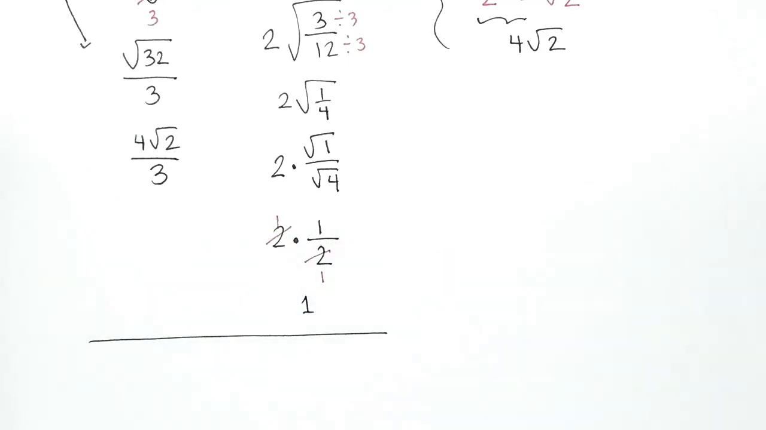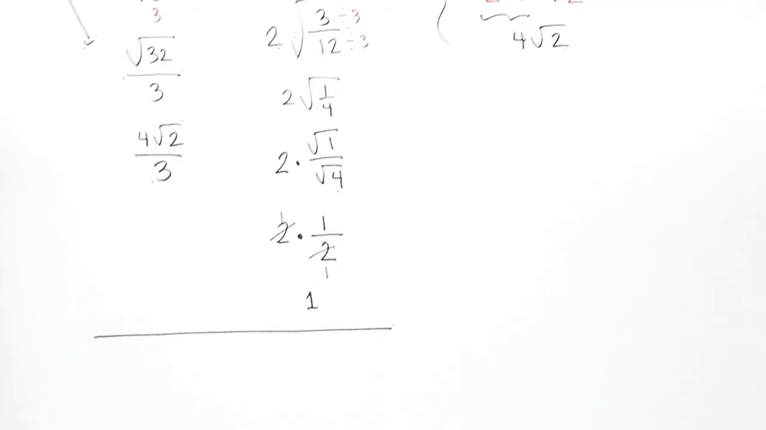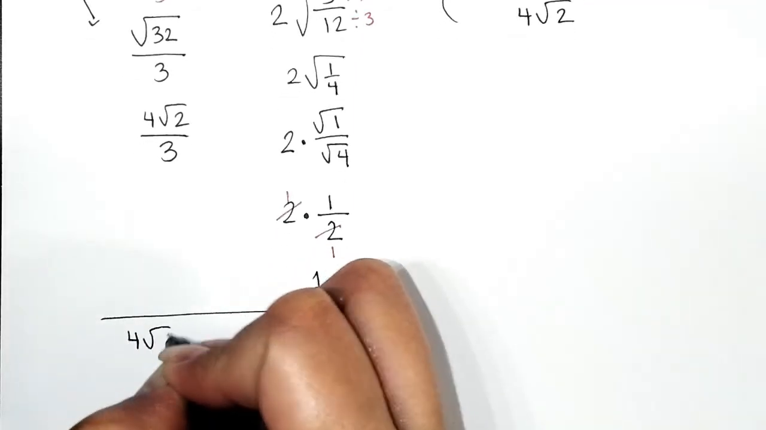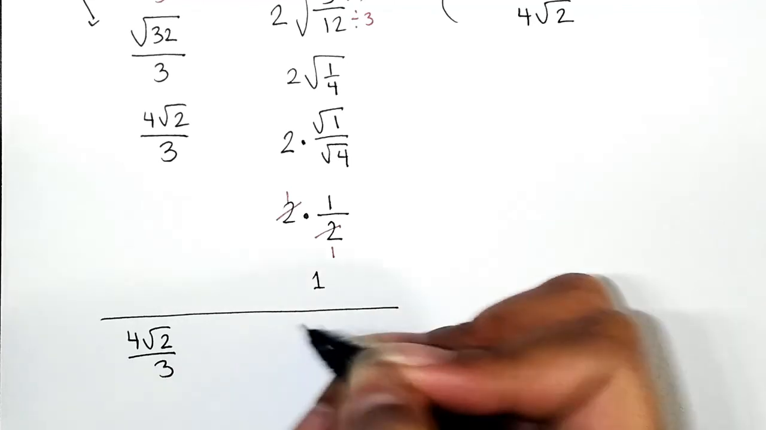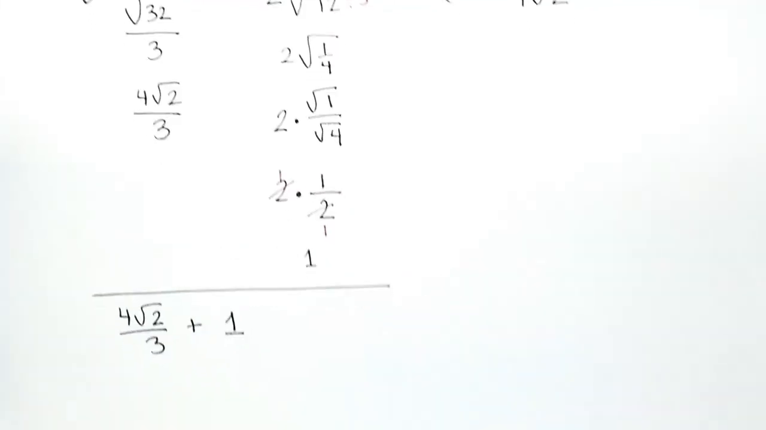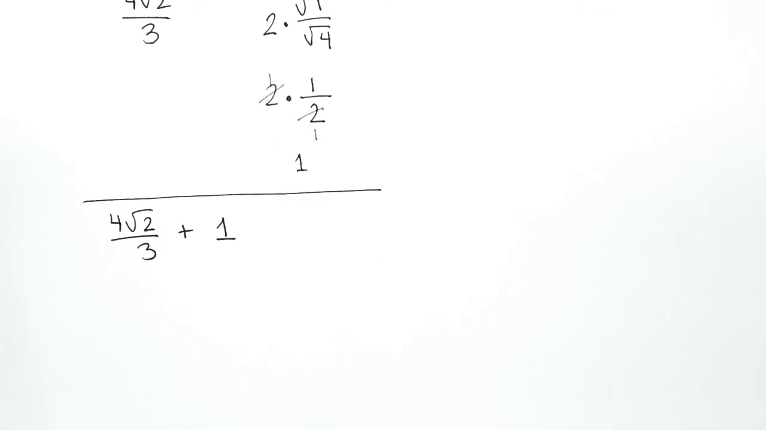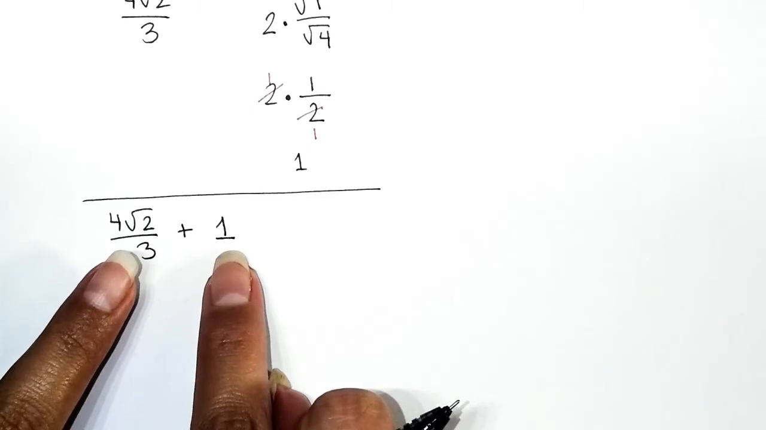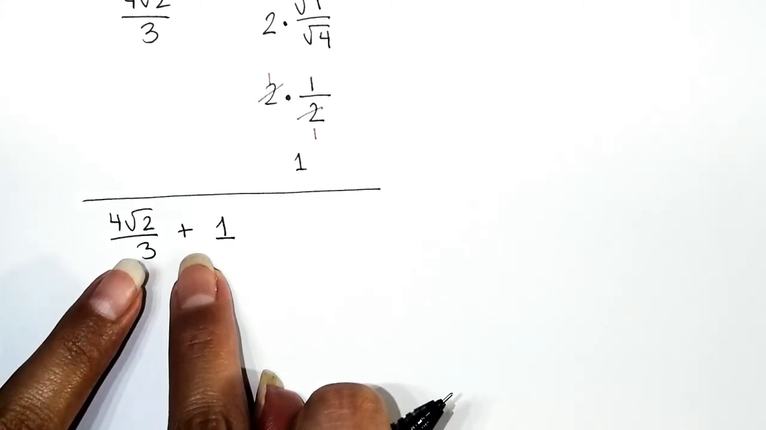Okay, the first part of the puzzle simplified to 4 square root of 2 over 3. The operation is plus, and the second part of the puzzle simplified to 1. Now the question is, can I combine these numbers by hand? Well, no, because one has a root 2 and the other one doesn't. But in this case, remember the directions. The directions read add or subtract to simplify the expression. So although the terms are not like radicals, we can add. Okay, so let's go ahead and add.